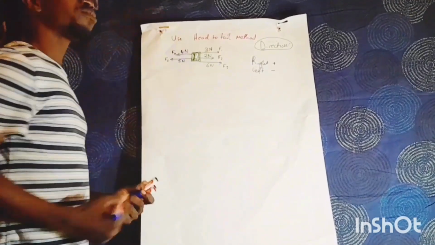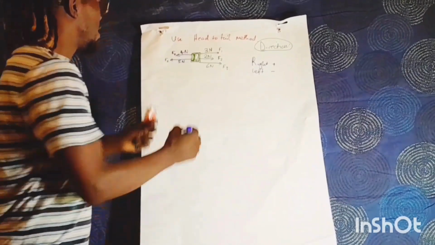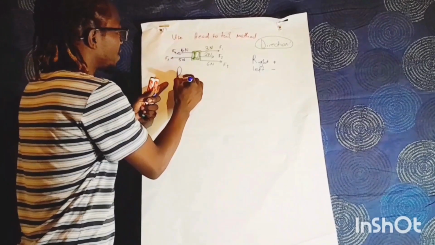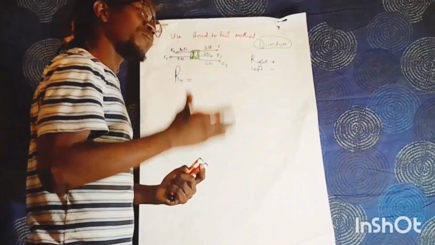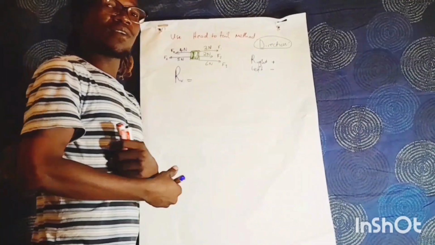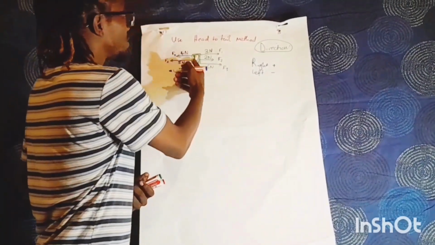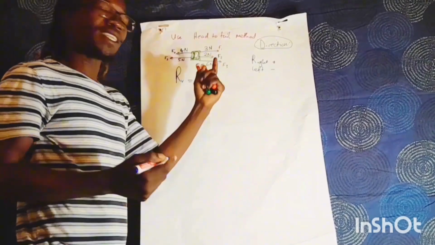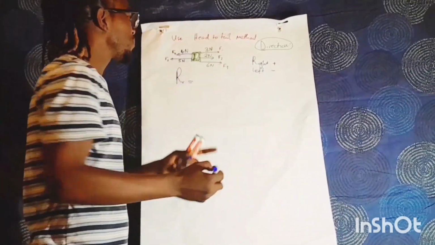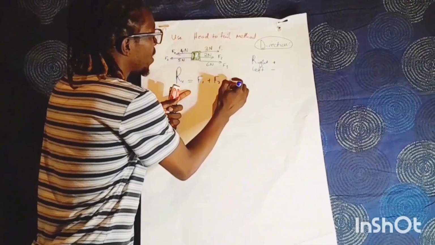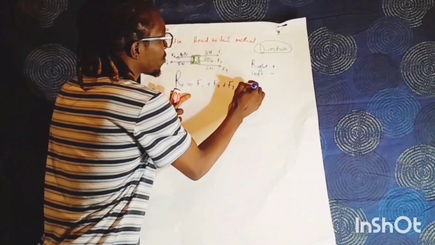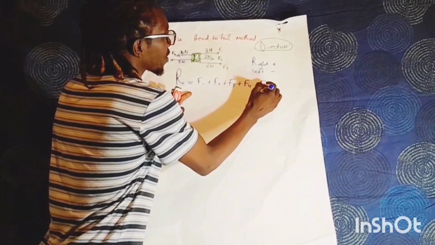So how are we going to find the resultant vector? As I said, the resultant vector is the sum of all vectors acting on a single object. This is our single object, and we have 5 vectors acting on it. So we're going to add them up: force 1 plus force 2 plus force 3 plus force 4 plus force number 5.